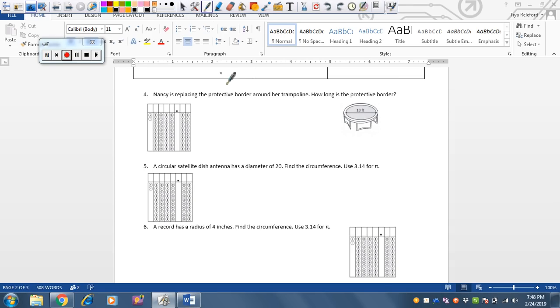All right, number 4 says Nancy is replacing the protective border around her trampoline. How long is the protective border? Border means around the outside, right? So we're looking for circumference. So from your formula chart, circumference equals pi d. You're going to rewrite it, except this time pi is 3.14 and diameter is 18. Once you multiply that, put it in your griddable.